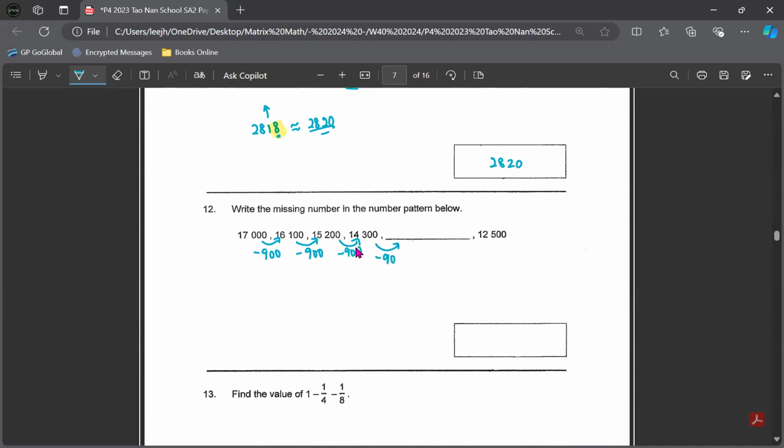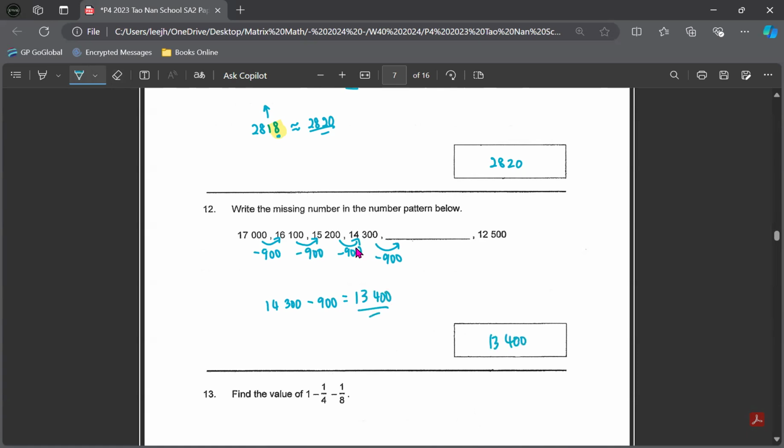Okay. So that means the missing number will be 14,300 minus 900. Don't be careless, work it out properly. You should get 13,400. This is your answer.